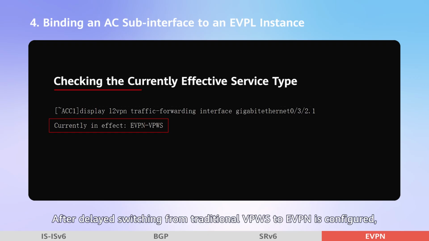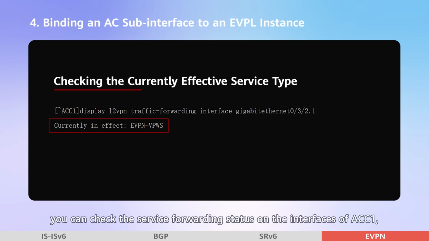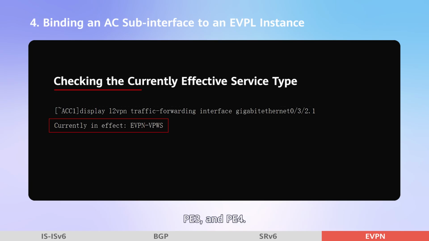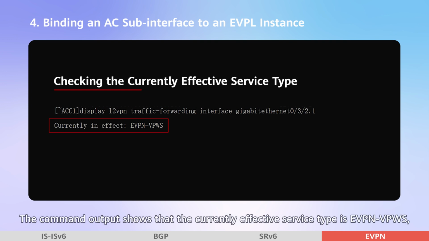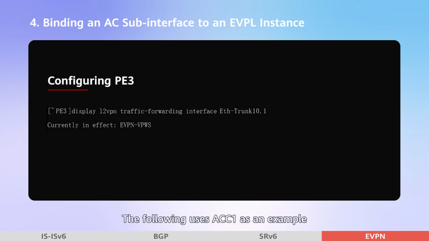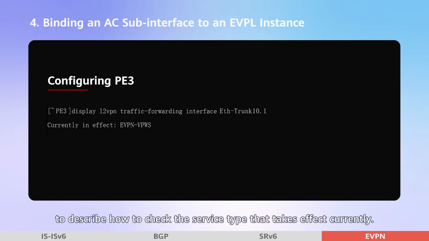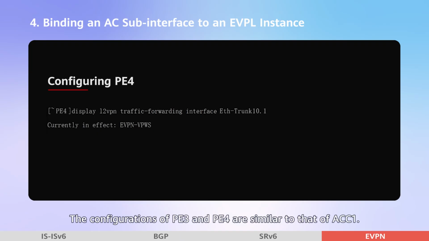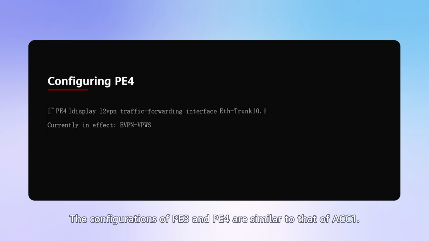After delayed switching from traditional VPWS to EVPN is configured, you can check the service forwarding status on the interfaces of ACC1, P3, and P4. The command output shows that the currently effective service type is EVPN VPWS, indicating that the device has completed service evolution. The following uses ACC1 as an example to check the service type that takes effect currently. The configurations of P3 and P4 are similar to that of ACC1.